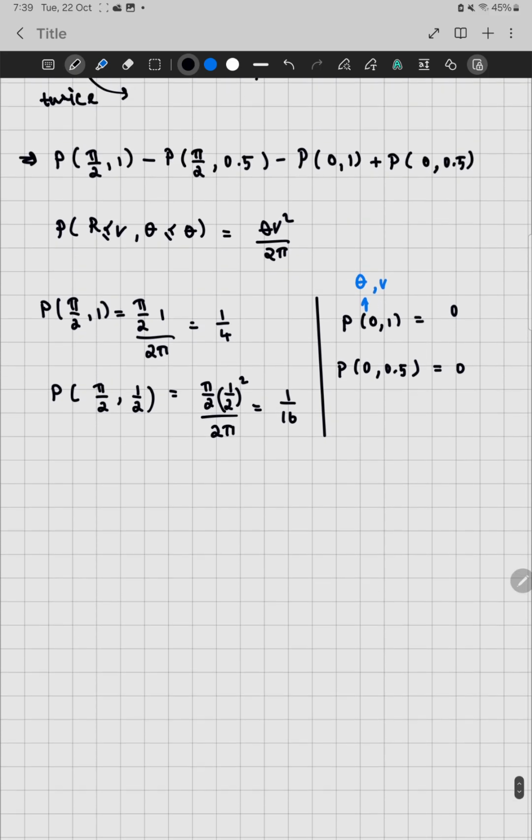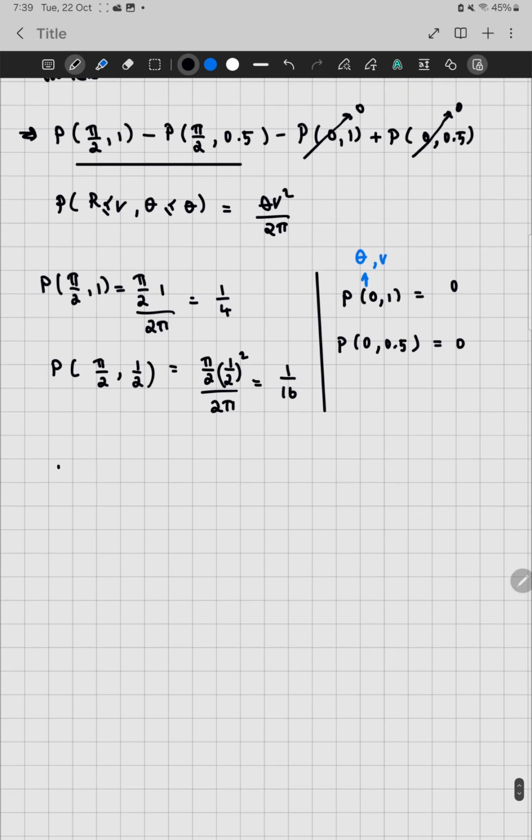So what is remaining? This term became 0, this term became 0, and now only this part is remaining. So this part is P of pi by 2 comma 1 minus P of pi by 2 comma 1 by 2, which is nothing but 1 by 4 minus 1 by 16. Taking the LCM, 4 minus 1 by 16, our final probability will be 3 by 16. That's it.